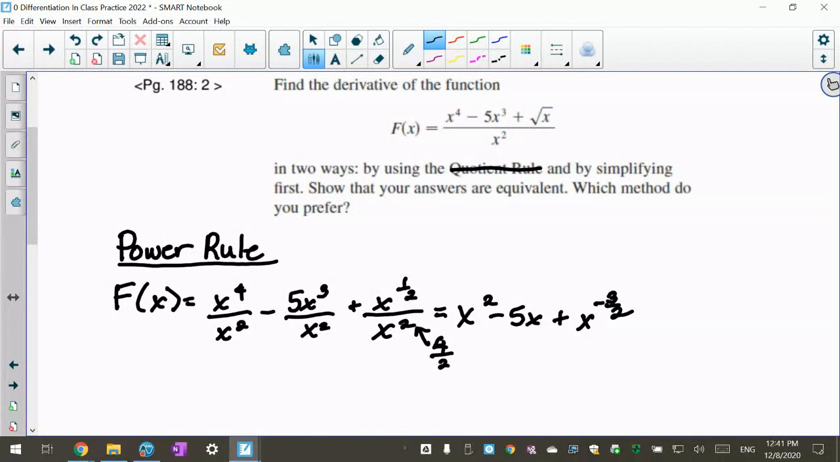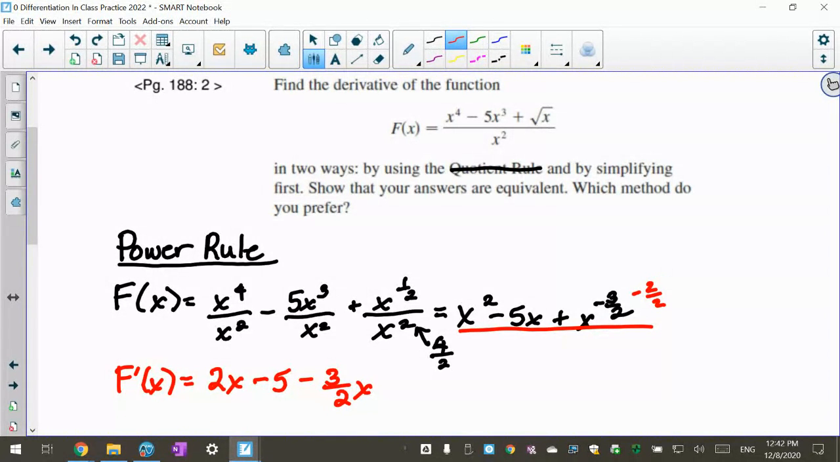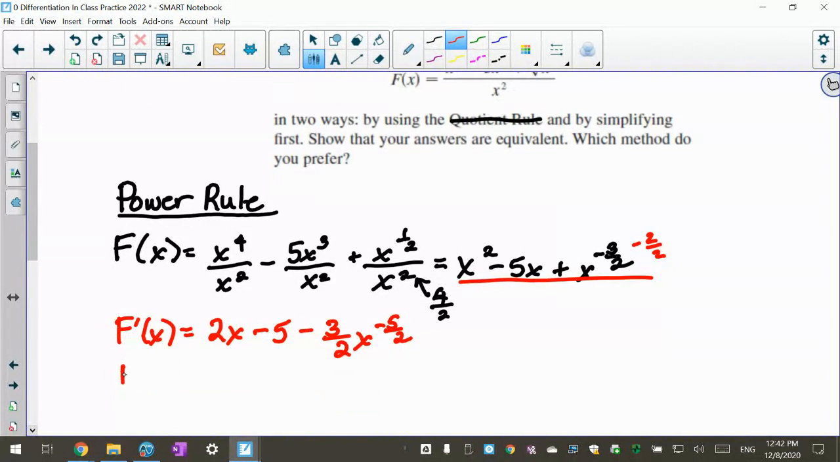Okay. Now I'm going to do f prime of x, and I'm looking at this right here. So I have 2x to the first power. Then I have a minus 5. Then I have minus 3/2 x, and then I'm going to subtract 1. So think of that as negative 2 over 2 minus 5 over 2. And then I'm going to rewrite it. So f prime of x equals 2x minus 5 minus 3 over 2 radical x to the 5th.